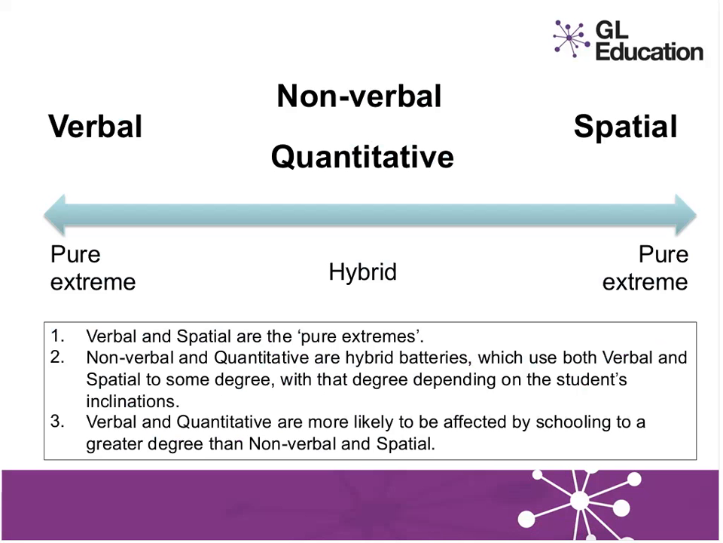So they both use verbal and spatial to some degree, and that degree depends on the student's natural inclinations. The two batteries which are most likely to be affected by schooling are the verbal and the quantitative. So that's where perhaps intervention in English and maths may well have affected the pupil's ability in those two batteries more than they would have been affected in non-verbal and spatial batteries.